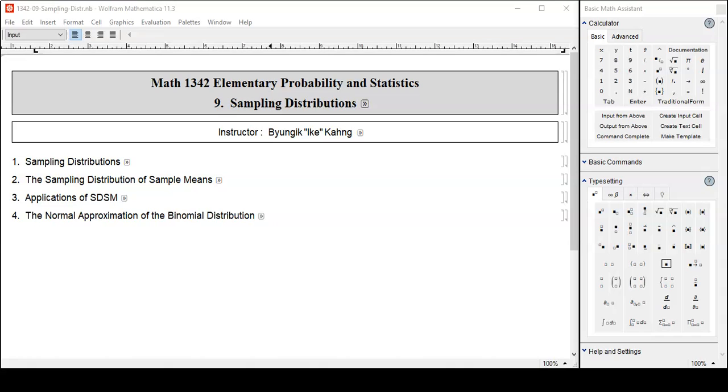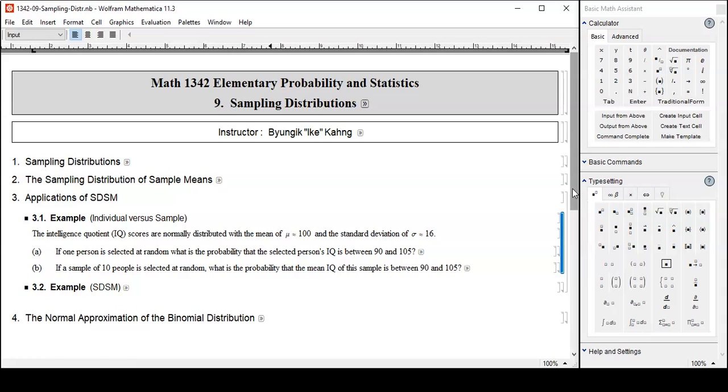Hello students, welcome back. We went through sampling distributions in general and the sampling distribution of sample means. Also, we discussed the central limit theorem. Now, finally, let's consider some applications.